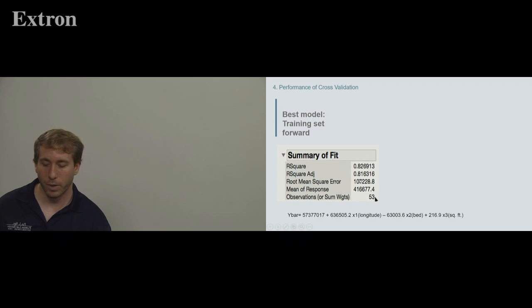So the best model we determined is the training set forward model, which has the highest R squared adjusted value, 0.816. And you can see this is our final model. This is the equation here. If you know the longitude, bed, and square foot of a home, you're able to predict the price of the home.